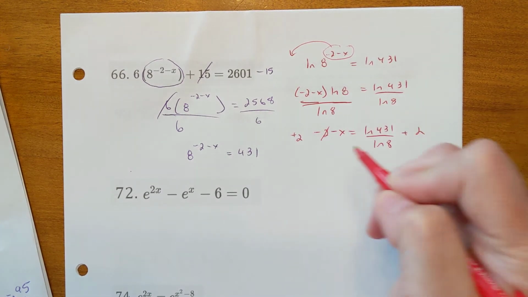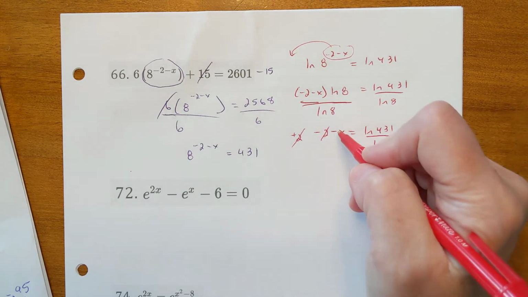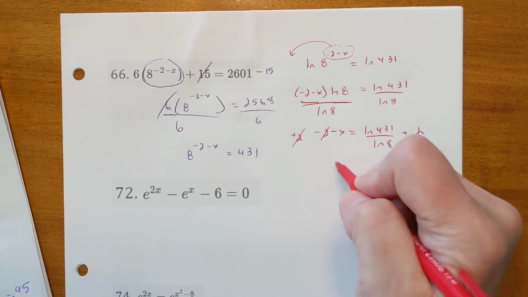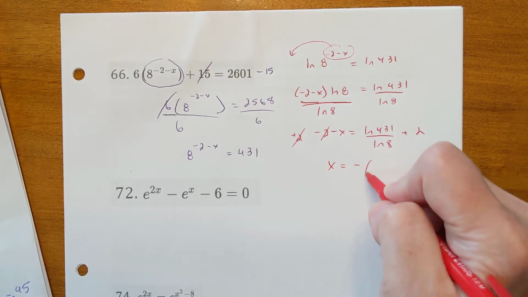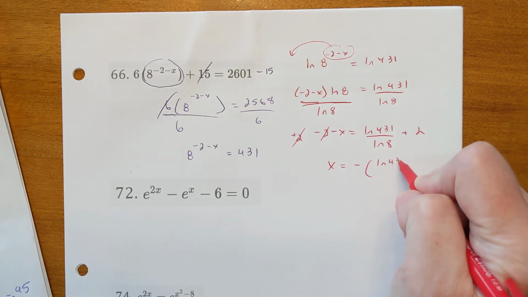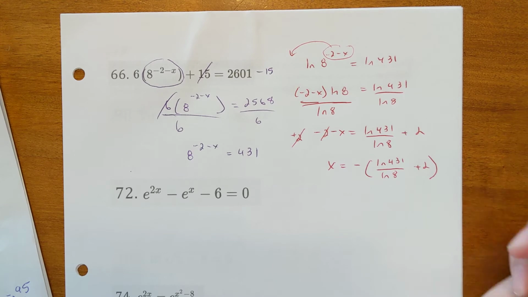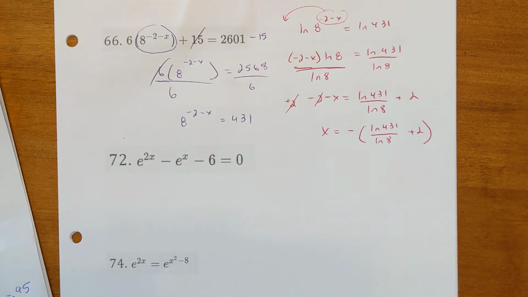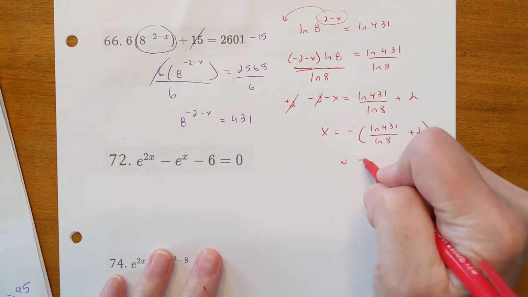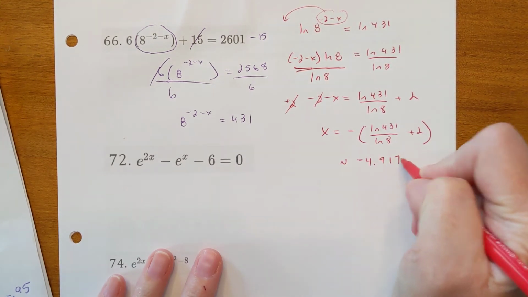So plus 2. And then last of all, you have that negative on the x. So then x would equal negative of everything else. Natural log of 431 over natural log of 8 plus 2. And so that's kind of the exact answer. And if you put it in your calculator, you're going to get about negative 4.917.